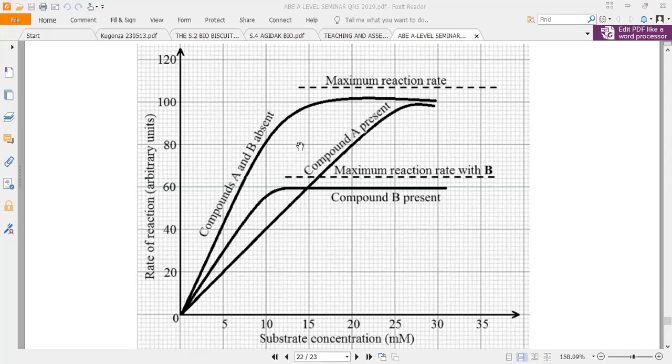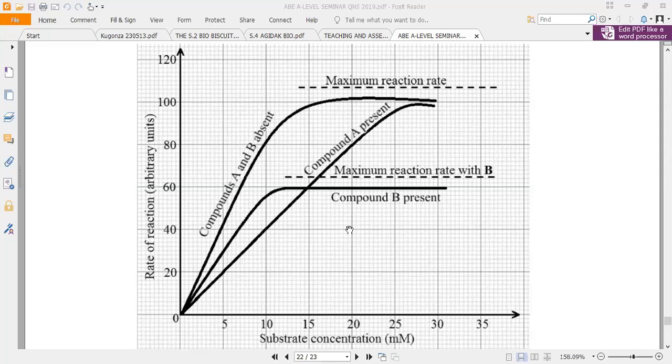These are the questions that we're going to brainstorm. I want you to tell me, what are these substances A and B? And what is the effect of these substances on the rate of reaction? The first question I'm asking is, what are substances A and B? Then the second question is, what is the effect of these substances A and B on the rate of reaction?